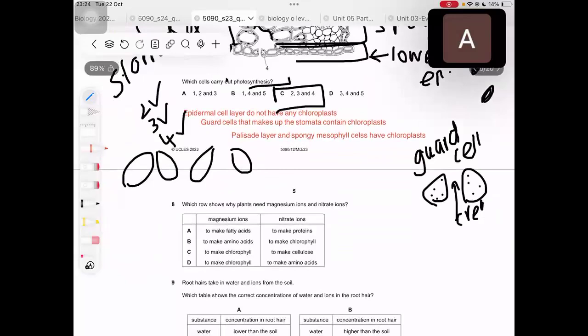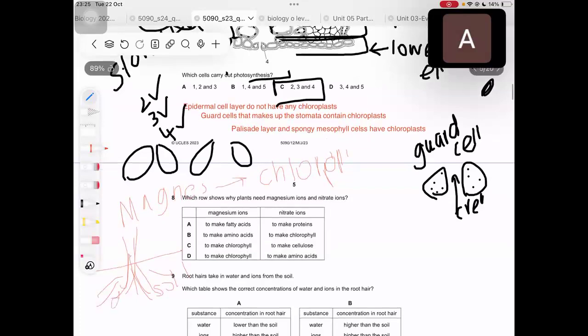Right. 8th question. Which row shows why plants need magnesium ions and nitrate ions? All right, now this is based on plant nutrition. Let's see why magnesium ions are important. You know magnesium, right? What is it used for? It is used to make chlorophyll, right? Where do the plants get the magnesium ions from? The plants get the magnesium ions from the soil, right? The root hair cells absorb the magnesium ions using active transport, and that's how they get the magnesium ions, right?